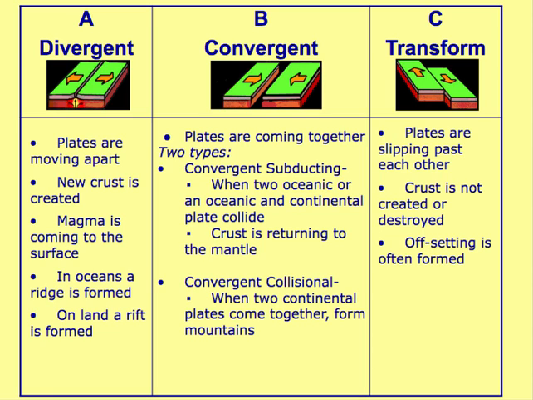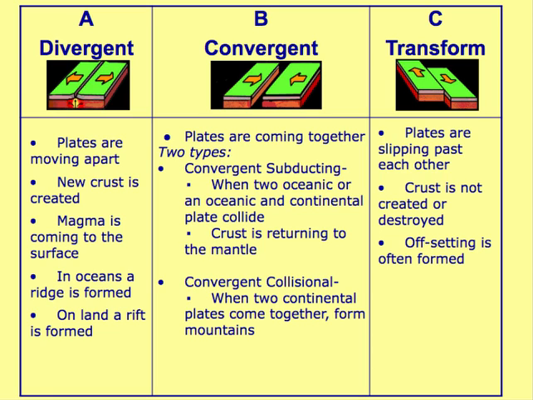When you have oceanic and continental plates colliding, the oceanic plate has more iron and magnesium. The continental plate has more silica and oxygen, making it less dense. So when those two plates collide, the oceanic plate subducts back into the mantle, forming back into magma.